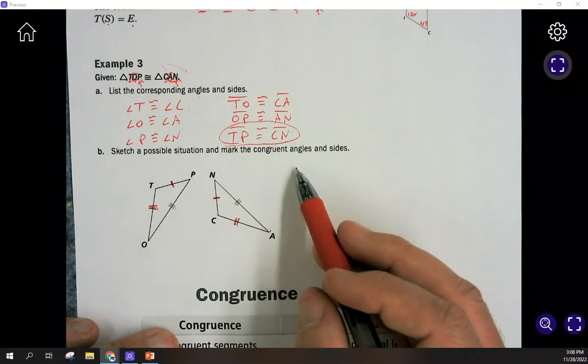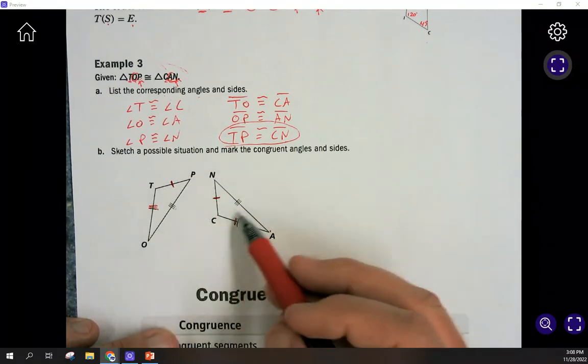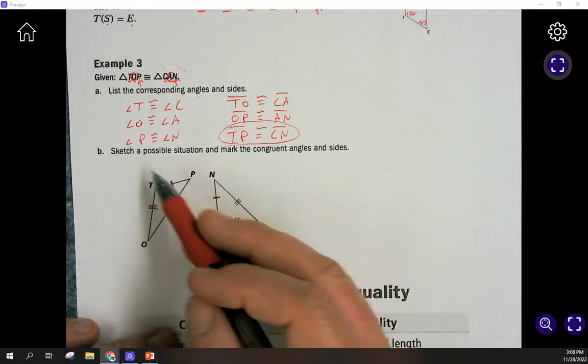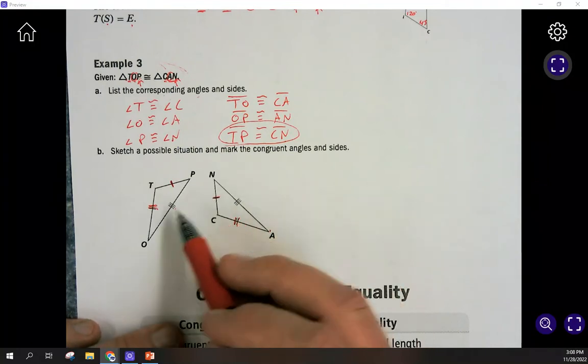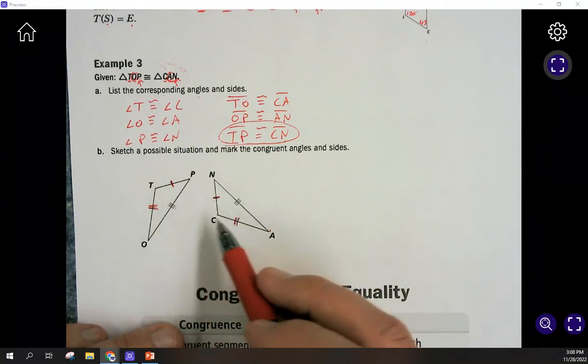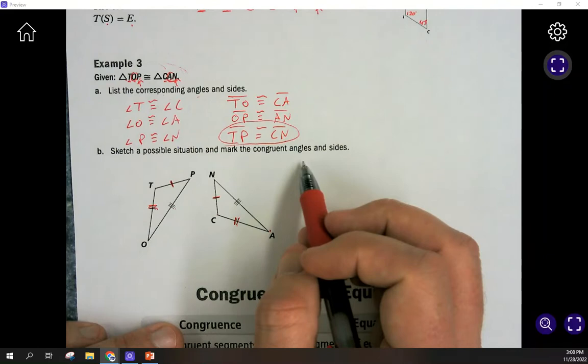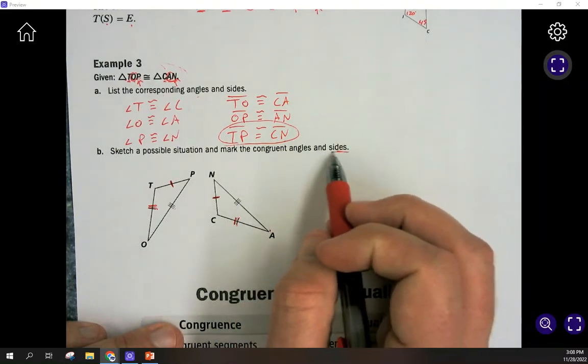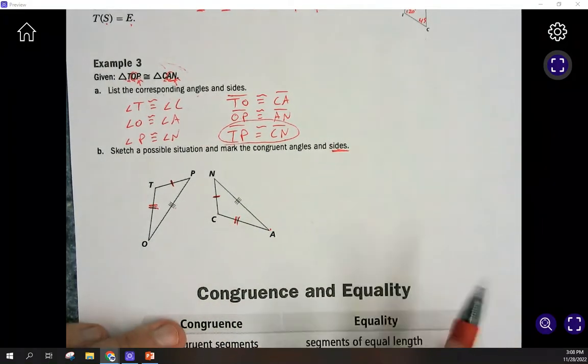Now, the original question, I added in the picture. You were supposed to kind of sketch the picture yourself. I wanted to kind of get you ahead of the game here. So they want you to mark the congruent angles and sides. So the sides are already marked. Let's do the angles now.